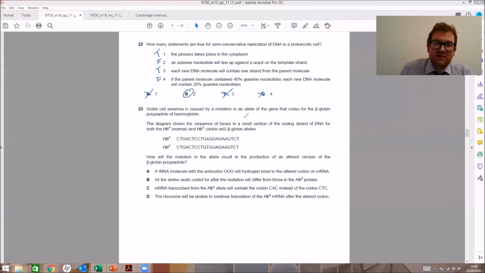Question 23. Sickle cell anemia is caused by a mutation in an allele of a gene that codes for the beta globin polypeptide of hemoglobin. The diagram shows the sequence of bases in the small section of coding strand of DNA for both hemoglobin A, the normal, and hemoglobin sickle cell beta globin alleles. So here are your strands. How will the mutation in the allele result in the production of an altered version of the beta globin polypeptide?